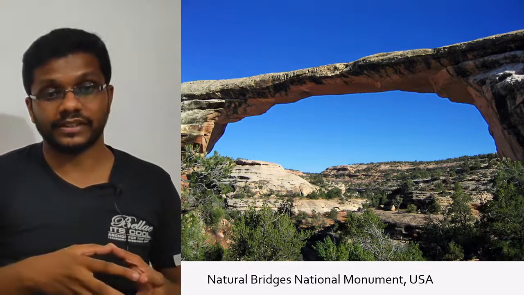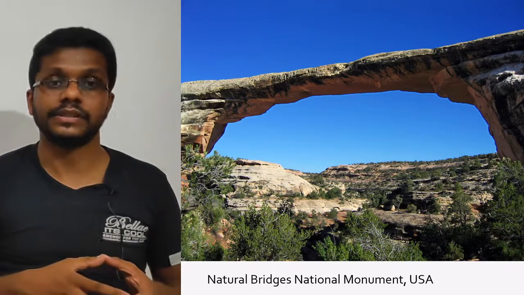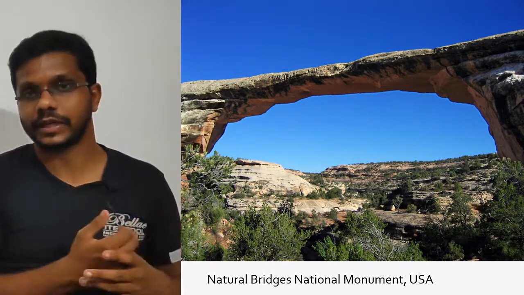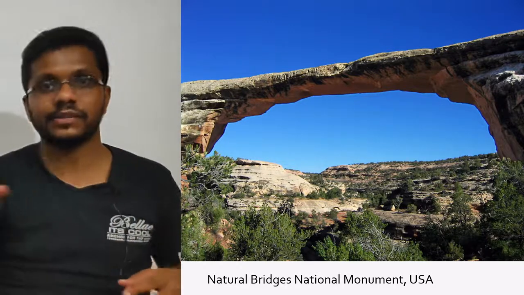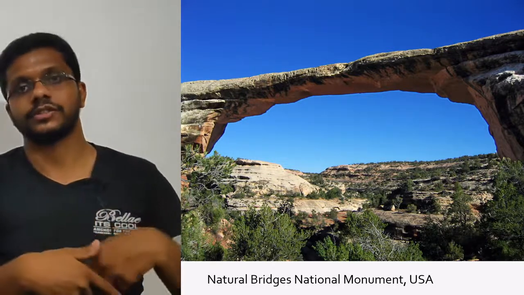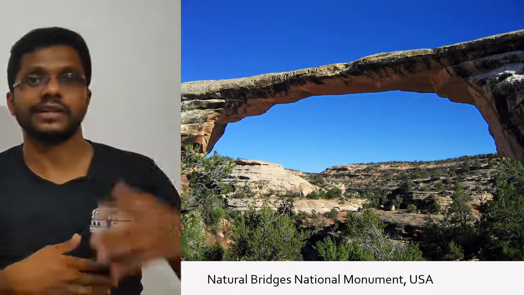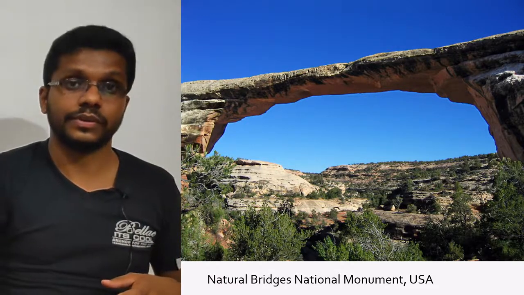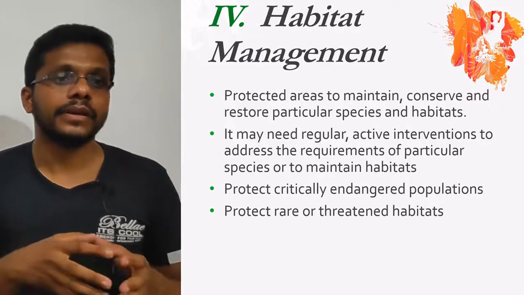Natural Bridges National Monument in the USA is an example of this type of area. Maybe our Athirappilly waterfalls is an example of that type of protected area. The area surrounding that waterfall is actually protected. You cannot actually cross the river and go there. So those types of monuments are also a part of natural conservation.